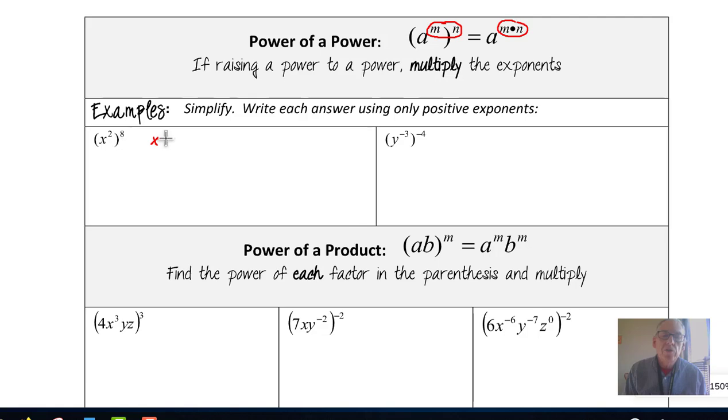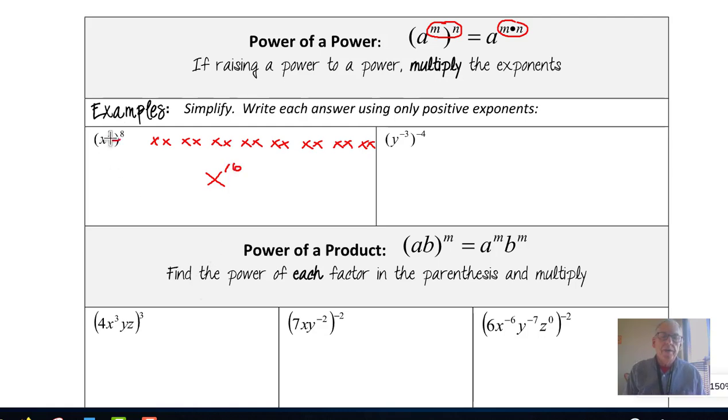8 sets of 2 x's. 1 set, 2 sets, 3 sets, 4 sets, 5 sets, 6 sets, 7 sets, 8 sets. We've got 8 sets of x squareds. Altogether, we have 16 x's. So x to the 16th is going to be the answer here.